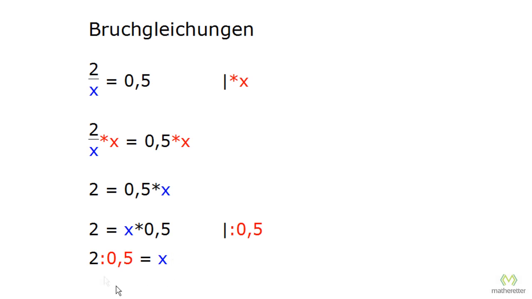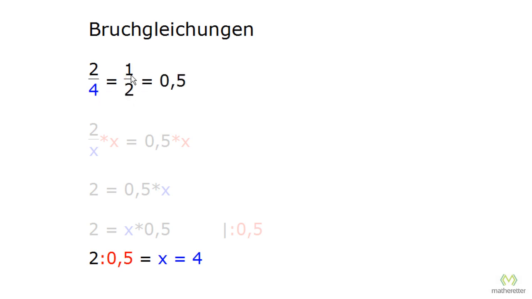X remains, and now we can calculate the left side. 2 divided by 0.5 gives 4. So x equals 4 is our solution. And let's look up here, if we let x equal 4 then we have 2 quarters. And 2 quarters is 0.5. We can also simplify 2 quarters. We have 2 on the top and 2 on the bottom, and we get 1 half. And 1 half is the same as 0.5, so we know x equals 4 is the right solution.